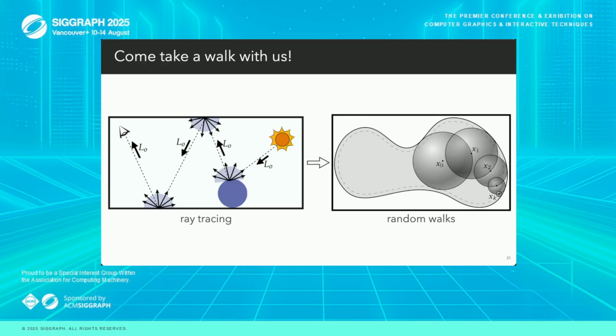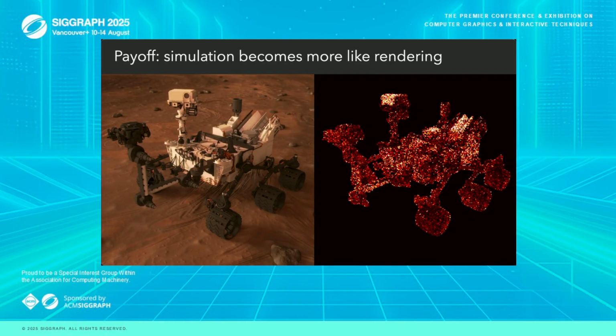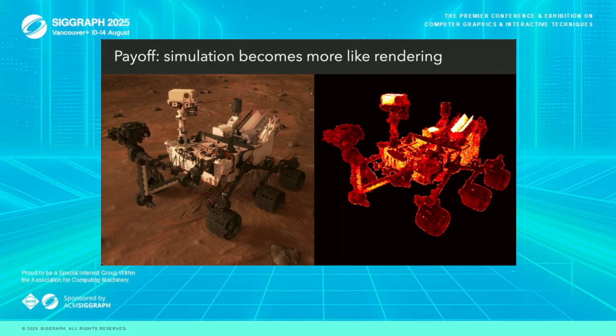Come take the next part of that journey, moving from doing recursive ray tracing to simulate just light transport, to doing recursive random walks that can simulate a broader set of physical phenomena. The payoff is that simulation is going to behave a lot more like rendering. For instance, if we go back to our example of the Curiosity rover and NASA engineers trying to adjust their model to match some thermal properties, it now becomes possible to get immediate progressive feedback. Right? So we instantly get a few samples that tell us about what's going on.